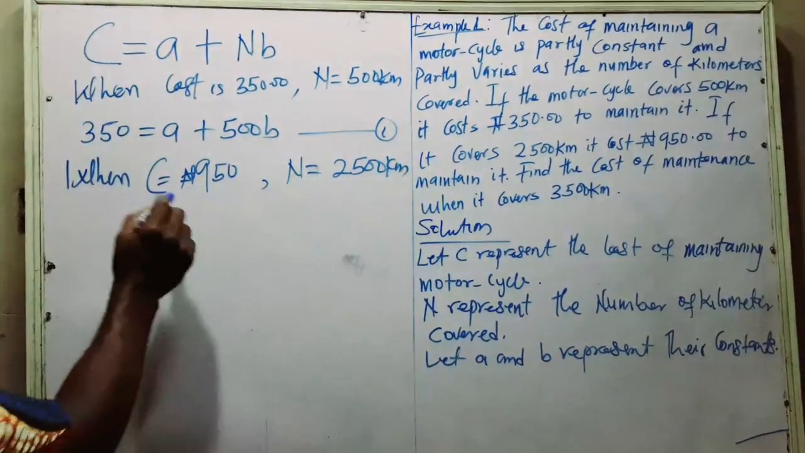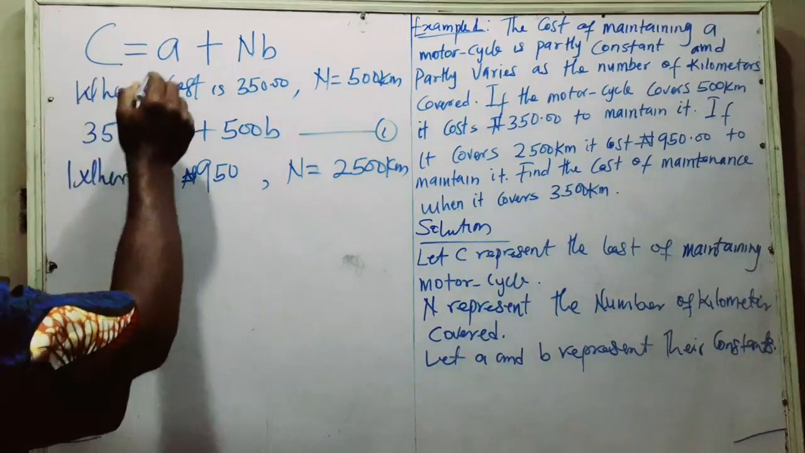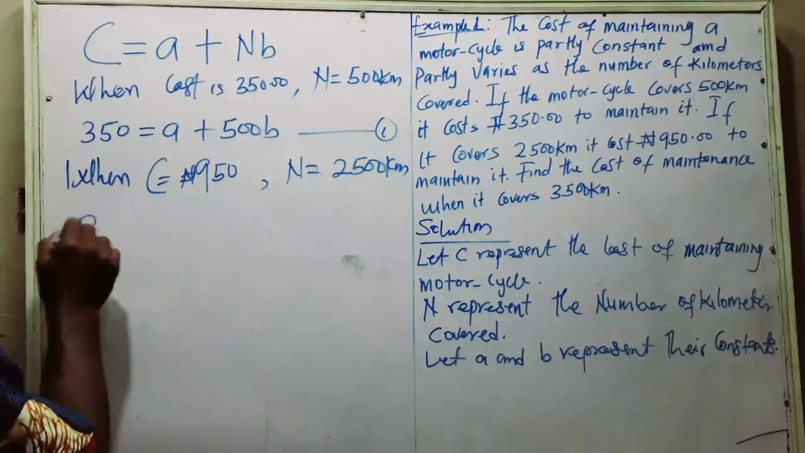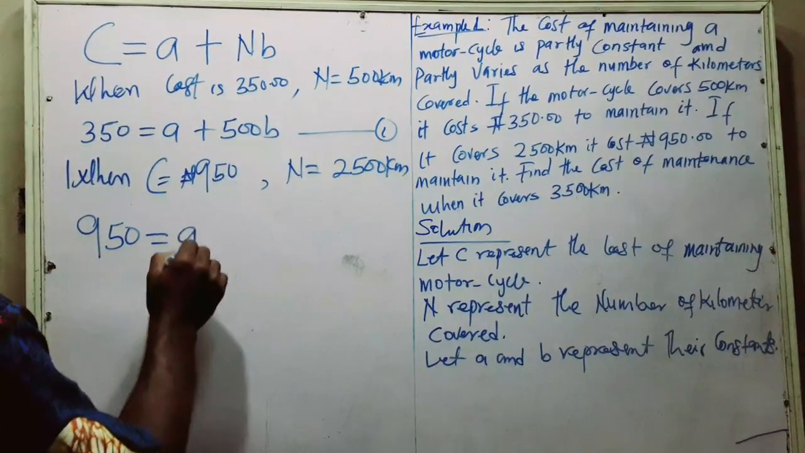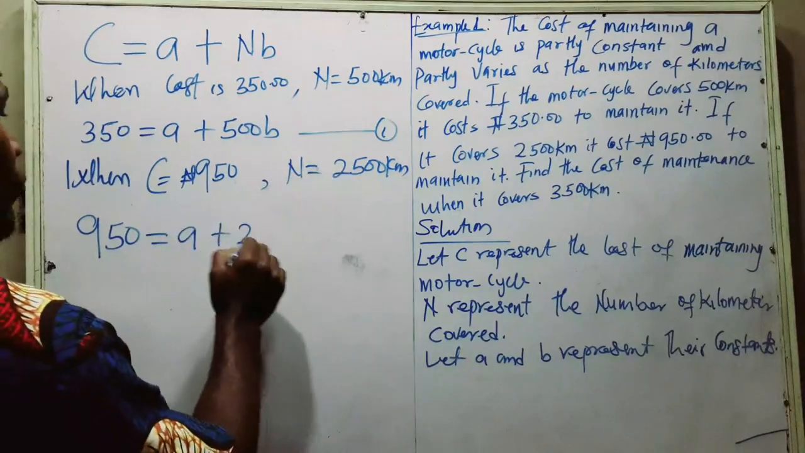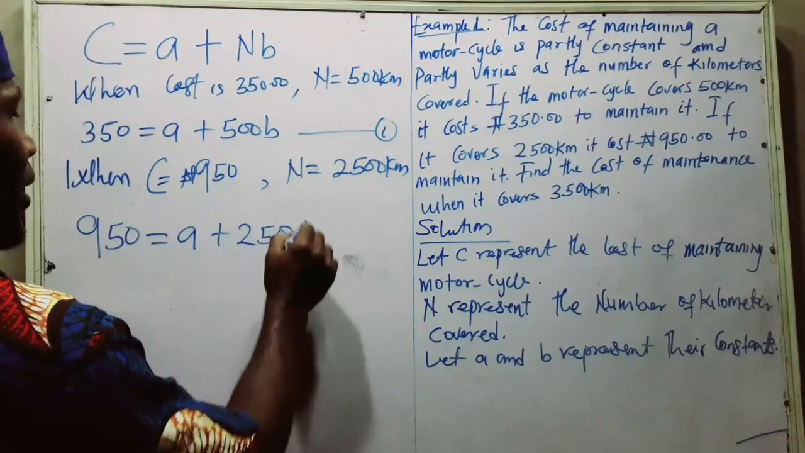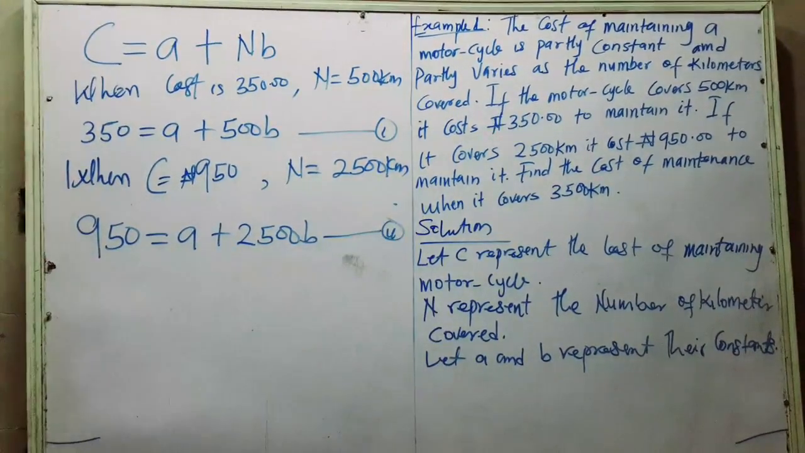So let's put it inside the equation, which says C is equal to A plus LB. So 950 is equal to A plus, what is our A? That is 2,500B. We call this equation 2. So this is how we interpret a partial variation question.